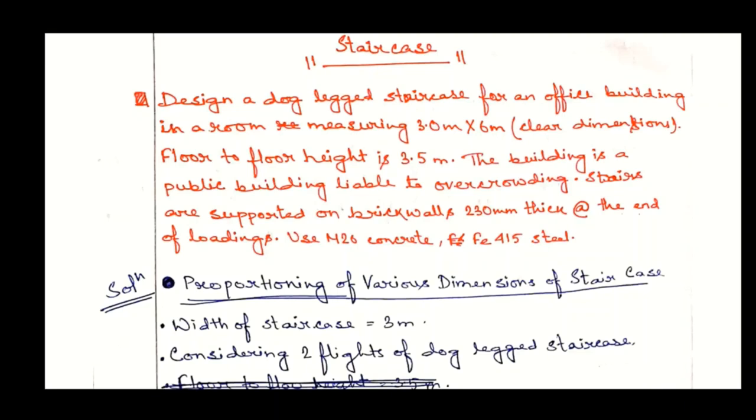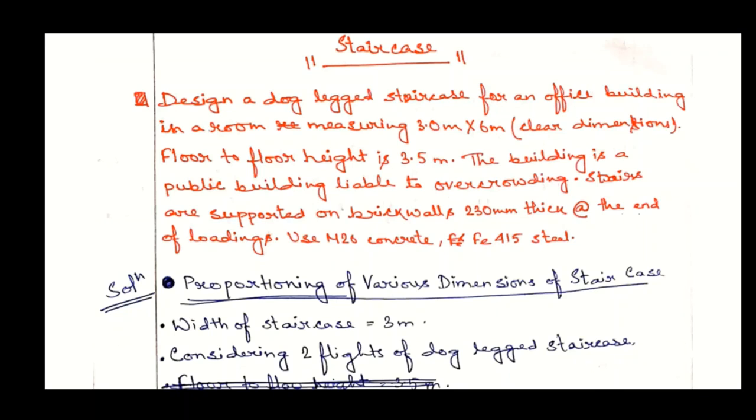Design a dogleg staircase for an office building in a room measuring 3 meter by 6 meter. This is the clear dimension. Floor to floor height is 3.5 meter. The building is a public building liable to overcrowding. Stairs are supported on brick walls of 230 mm thick at the ends of the landings. Use M20 concrete and Fe 415 steel.